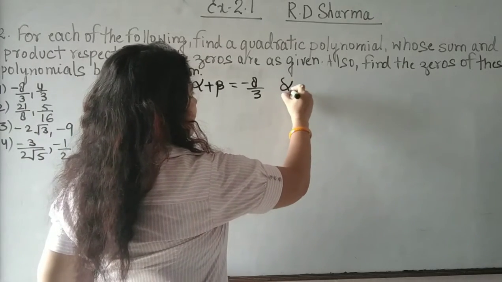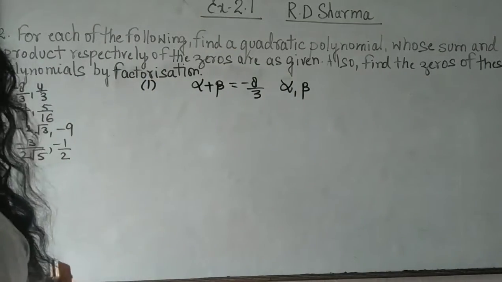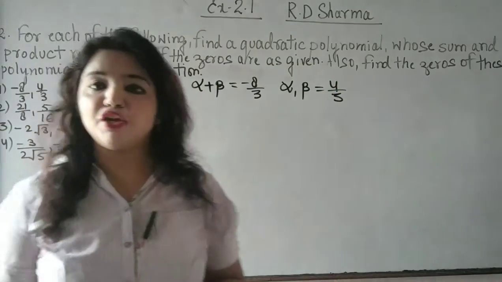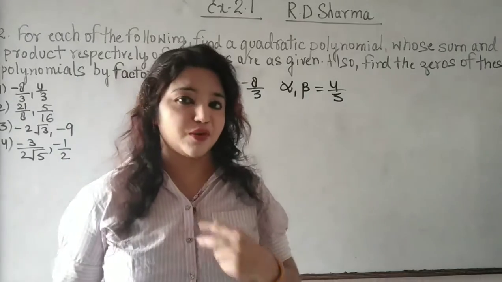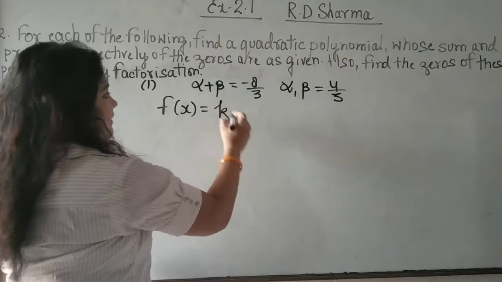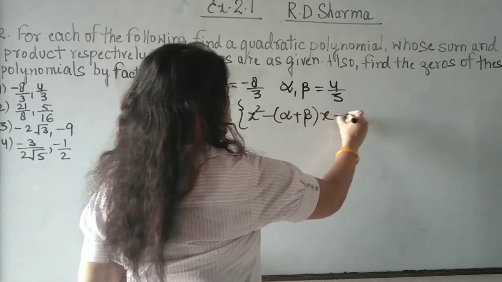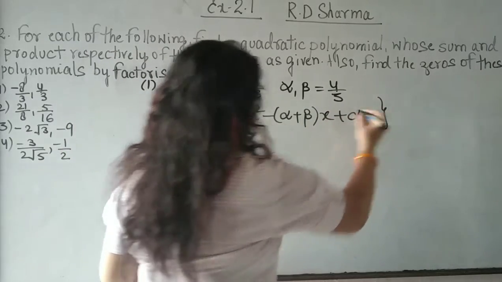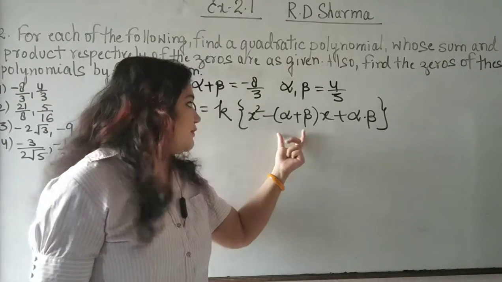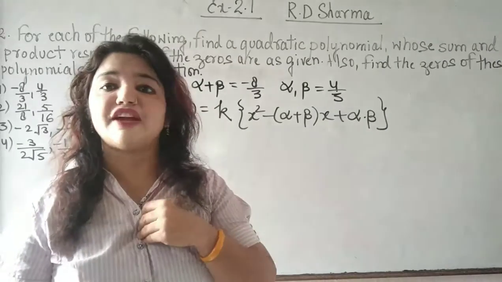So I can write alpha into beta is 4 by 3, this is given. And we have to find the polynomial, so we have a formula. The formula is f(x) is equal to k times x squared minus (alpha plus beta) x plus alpha into beta. This is the formula to find a polynomial if the sum of the zeros and the product of the zeros are given.